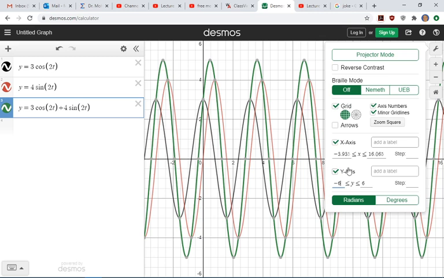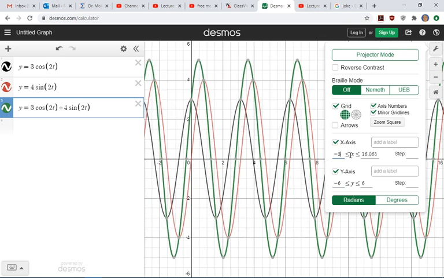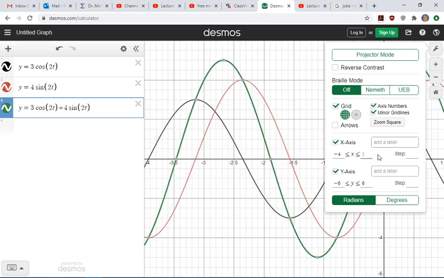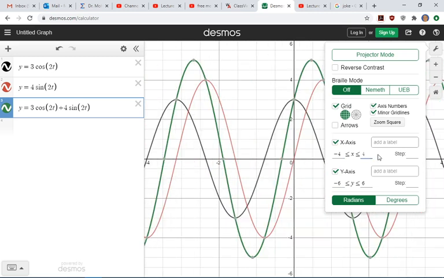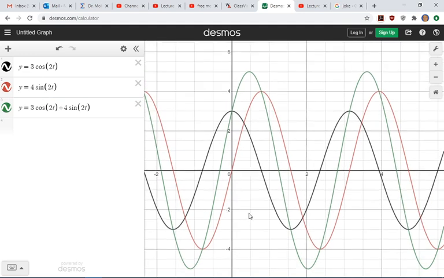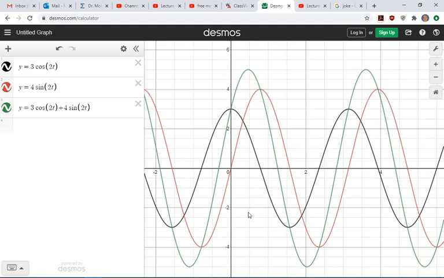Sorry, I changed the wrong thing. I want to expand only in the x direction, so I'll go from, say, -4 to, this was too far out, to 4. Okay, our picture is a little bit cleaner now. We can look at it without getting drowned in too many lines all at the same time.